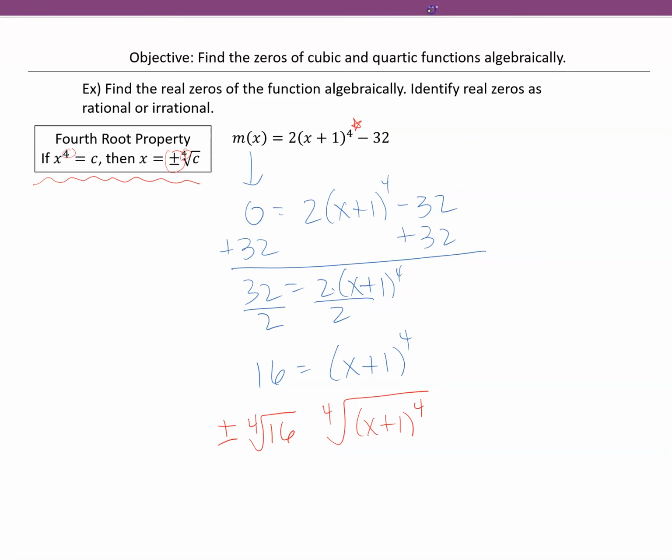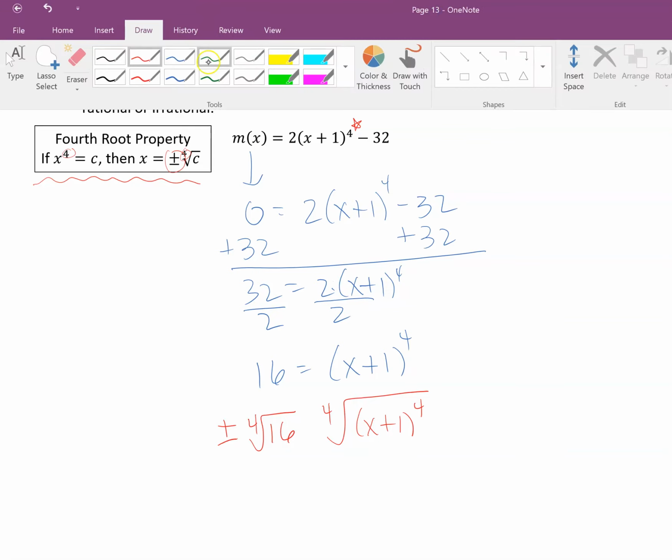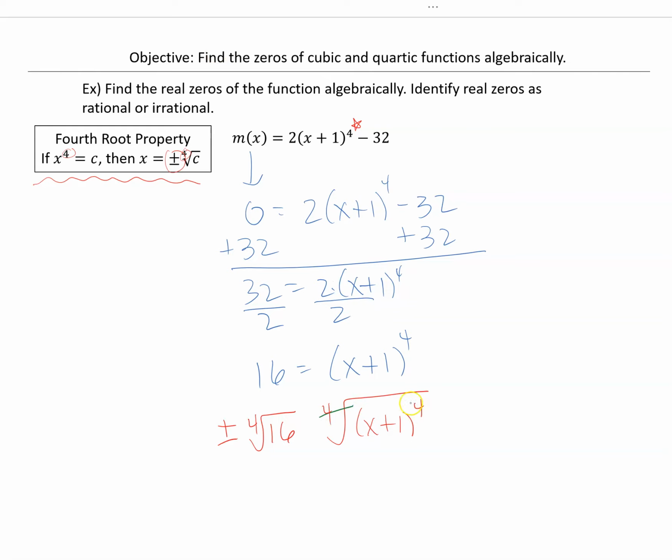So here our fourth root and power of 4 cancel, giving us x plus 1. Should be an equal sign in there. What times itself 4 times equals 16 is 2, but it could be a negative 2 or a positive 2.